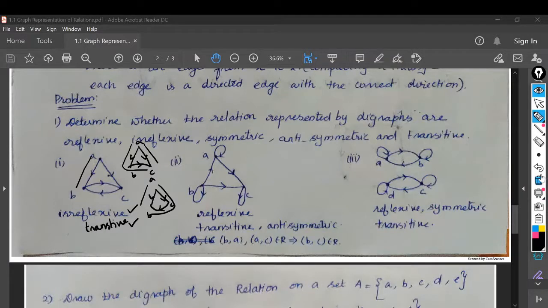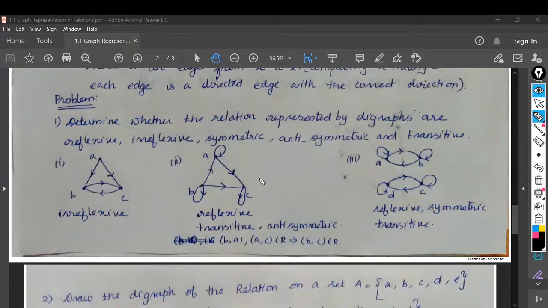Fine. Now let us discuss this particular thing. There is a loop in all the vertices, which means that it is reflexive, so it cannot be irreflexive. It is not symmetric because there are no crossing edges at all. Since there are no two edges in any of the pairs, it is also antisymmetric.